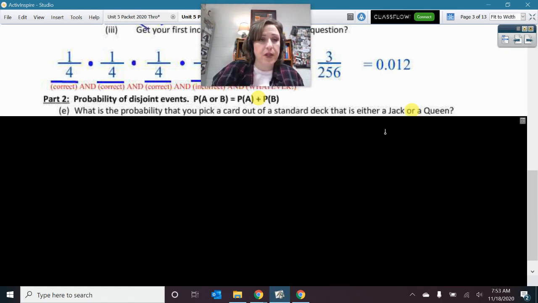All right, so here we go. What's the probability that you pick a card and it's a jack or a queen? Well, there's 4 jacks and 4 queens.